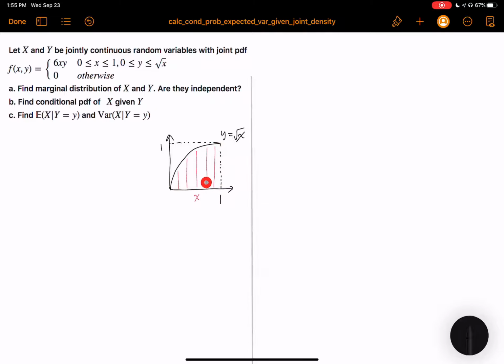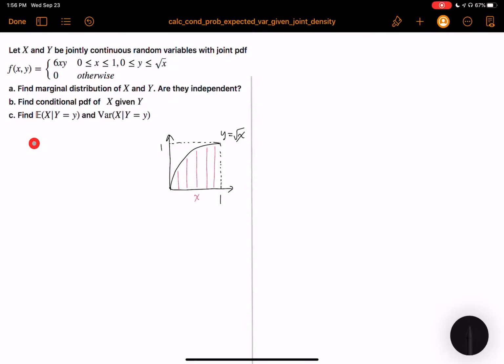So X is between 0 and 1. If you look at the overall value of Y, it's also between 0 and 1. But for fixed X, Y is from 0 to the square root of X. Let's calculate the first one. Let's find the marginal densities of X and Y.